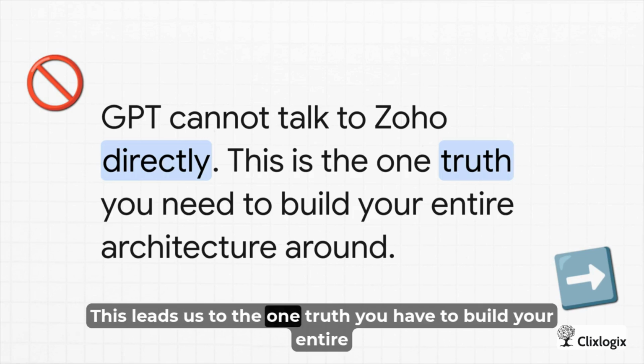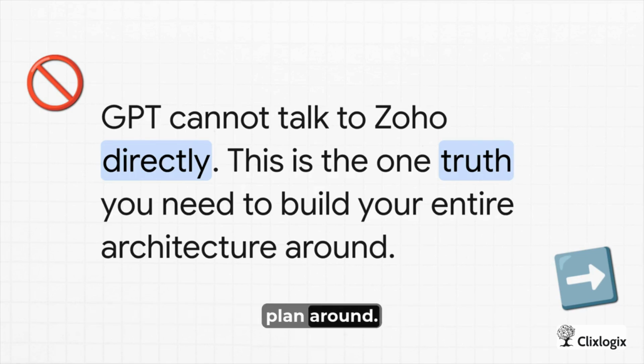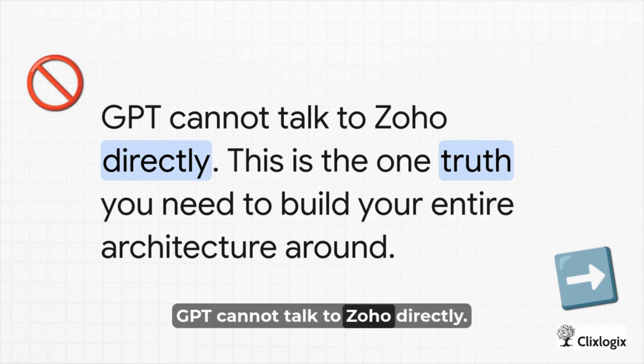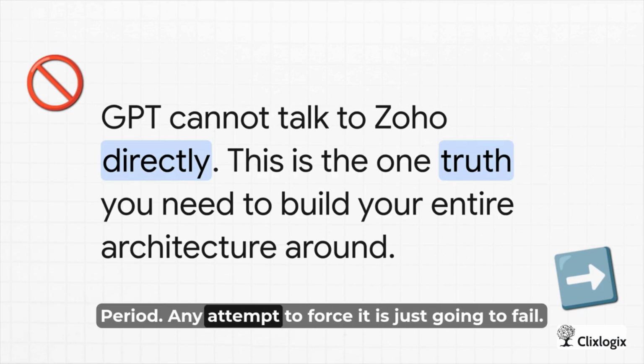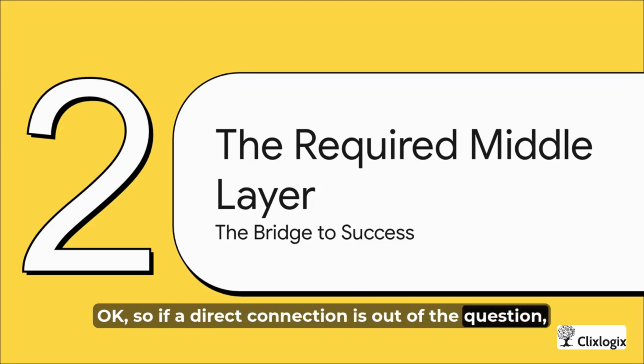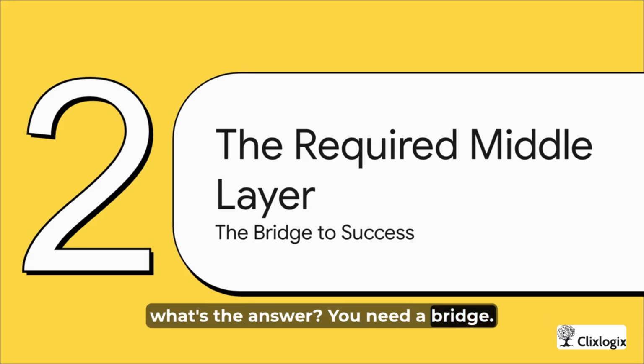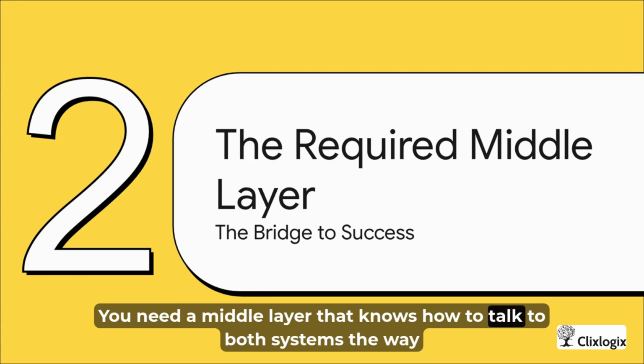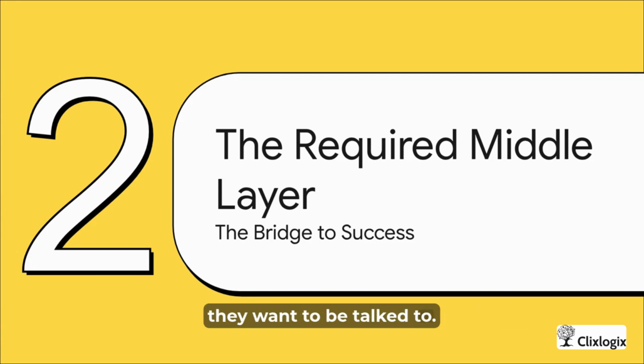This leads us to the one truth you have to build your entire plan around. GPT cannot talk to Zoho directly, period. Any attempt to force it is just going to fail. Okay, so if a direct connection is out of the question, what's the answer? You need a bridge. You need a middle layer that knows how to talk to both systems the way they want to be talked to.